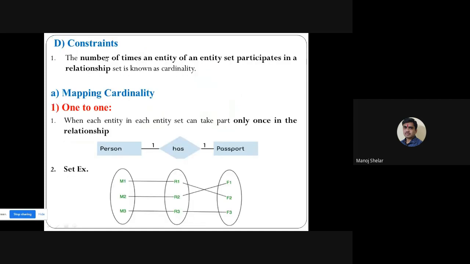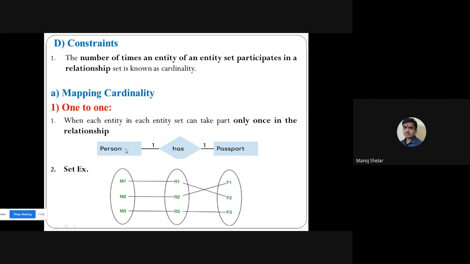Then constraints in the ER diagram. The number of times an entity of an entity set participates in a relationship set is known as cardinality. Mapping cardinality constraint is one type. So here one to one: when each entity in each entity set can take part only once in the relationship.